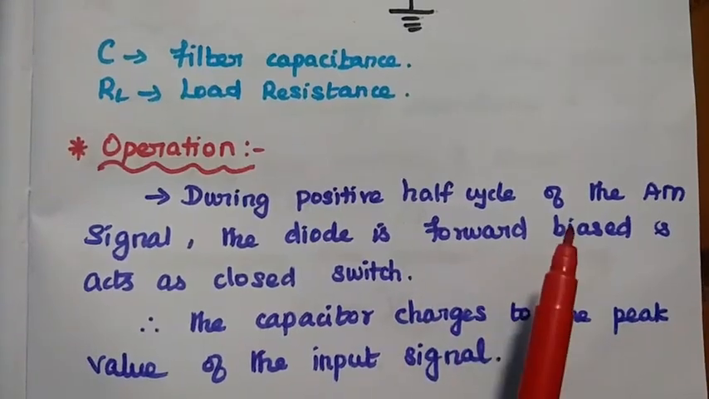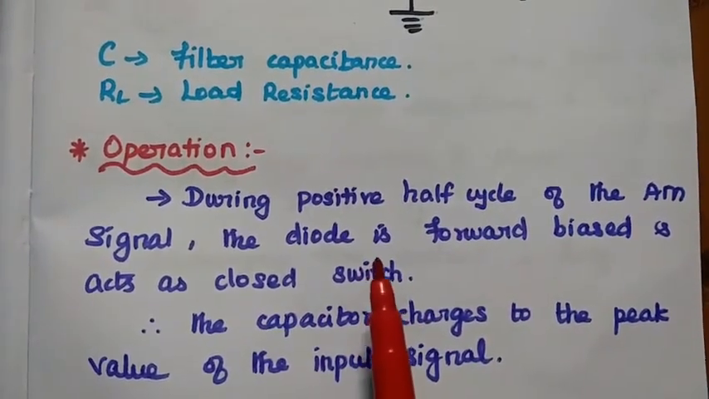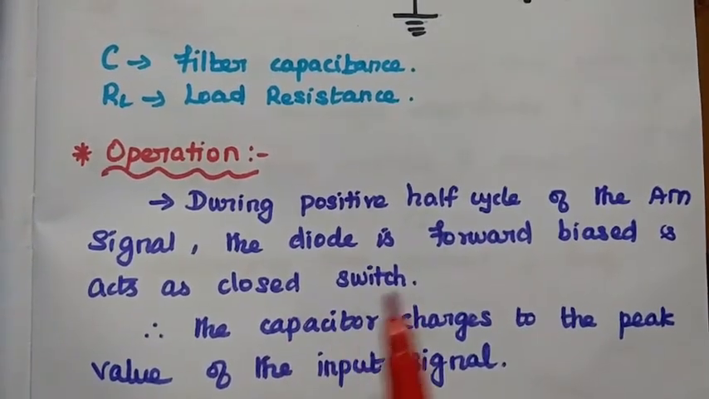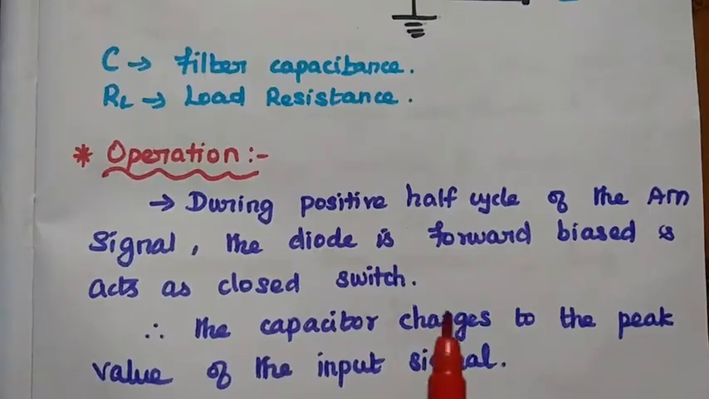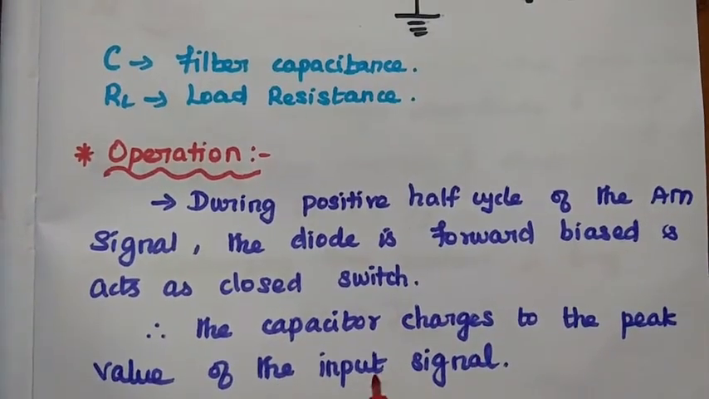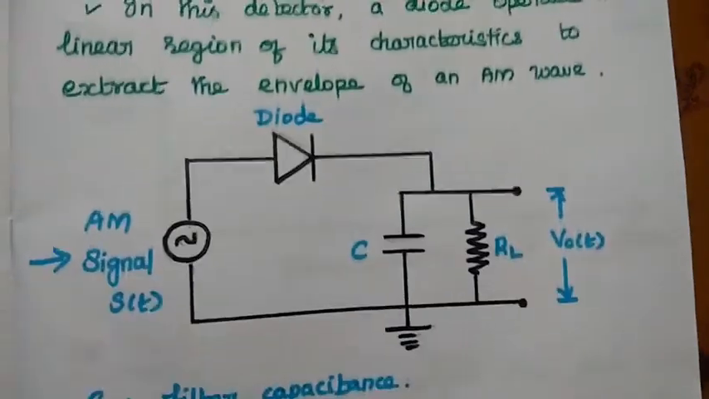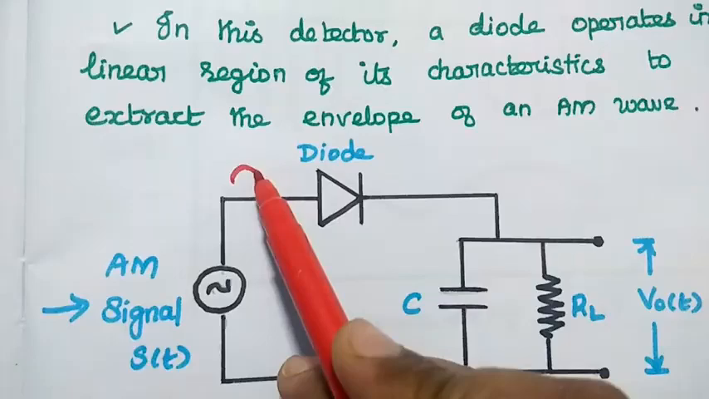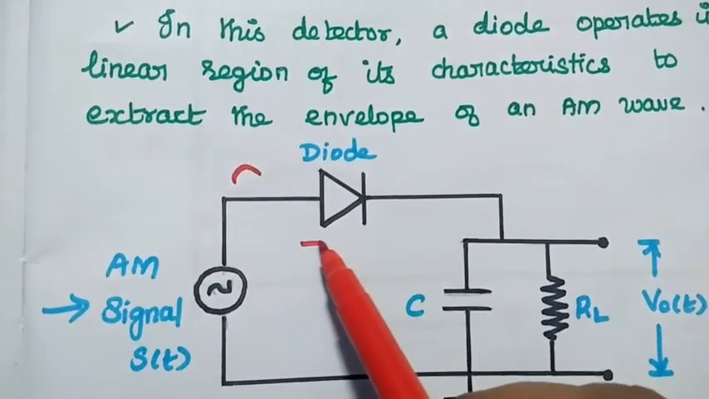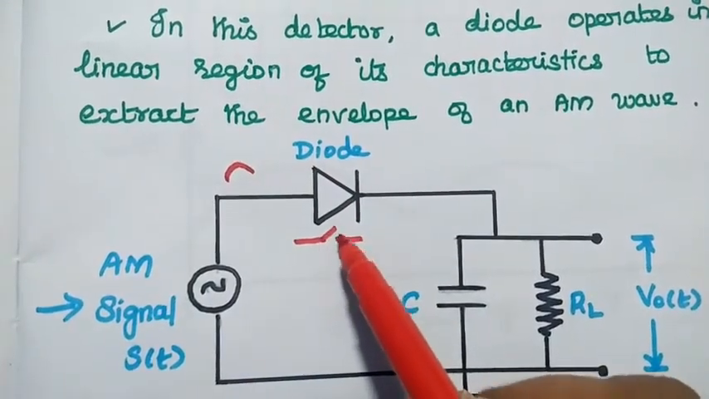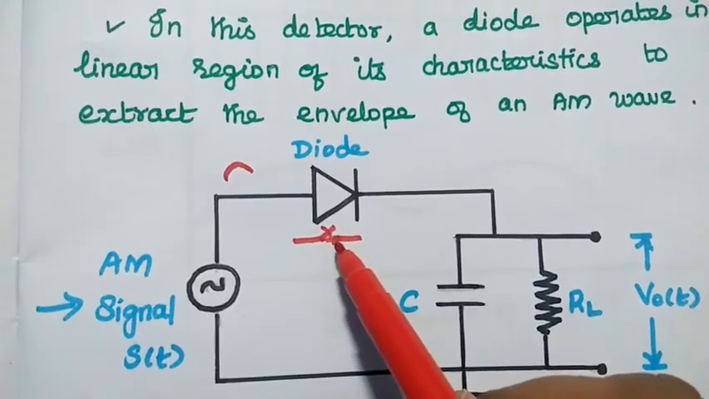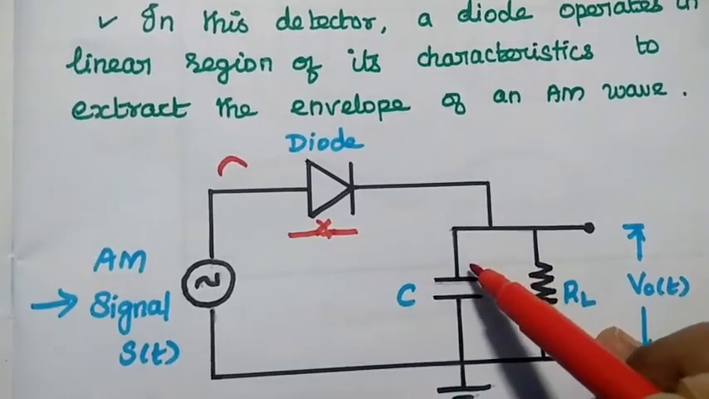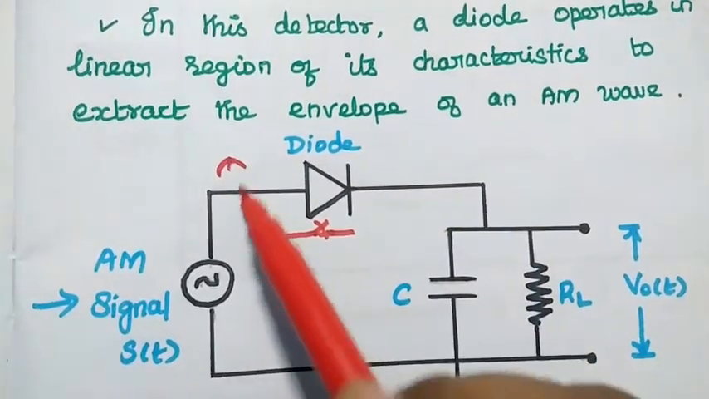During the positive half cycle of the AM signal, the diode is forward biased and acts as a closed switch. If it is closed, the capacitor charges to the peak value of the input signal. So that is the first point. Whenever the positive half cycle is coming, the diode is in the closed condition. Here the diode acts as a switch, so it is closed. At that time the capacitor charges to the peak of its positive cycle.